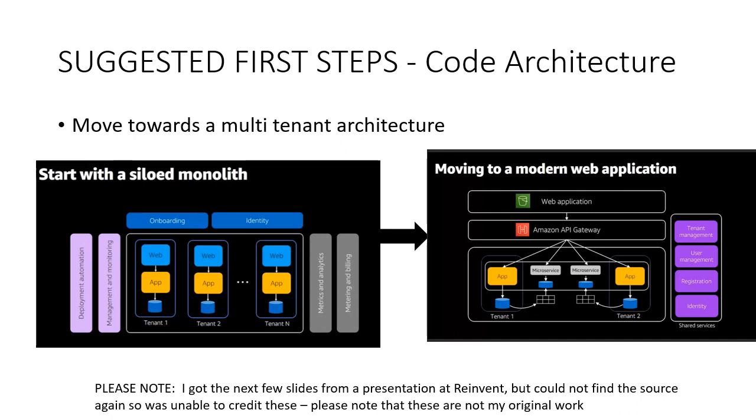So this is the big picture of how the code architecture should move from what it is currently to what it will be. So right now, it's pretty much a siloed monolith, although it has been broken down a little bit since then. We've already made some improvements, or the teams have already made some improvements. And we're going to be moving to a modern web application. And the next few slides will look at what that means.